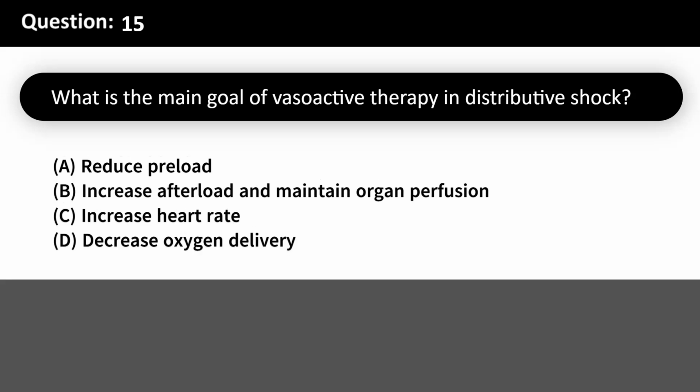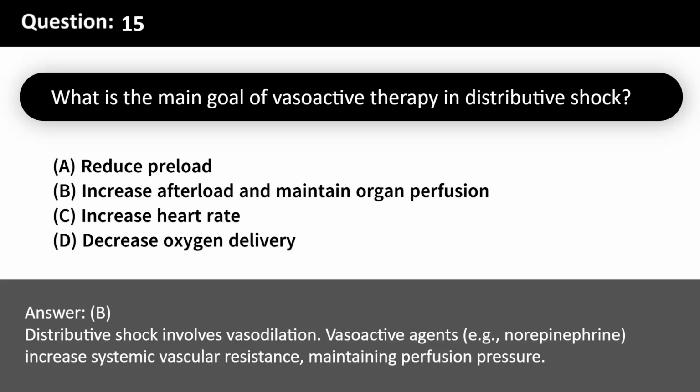What is the main goal of vasoactive therapy in distributive shock? A. Reduce preload. B. Increase afterload and maintain organ perfusion. C. Increase heart rate. D. Decrease oxygen delivery. Answer: B. Distributive shock involves vasodilation. Vasoactive agents, e.g., norepinephrine, increase systemic vascular resistance, maintaining perfusion pressure.